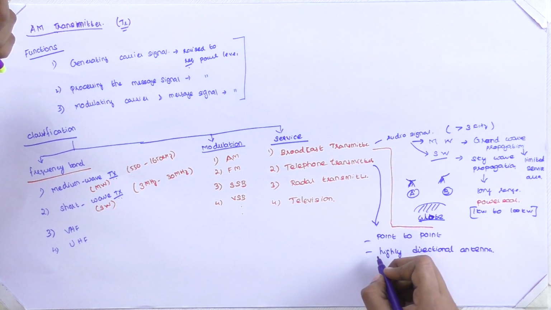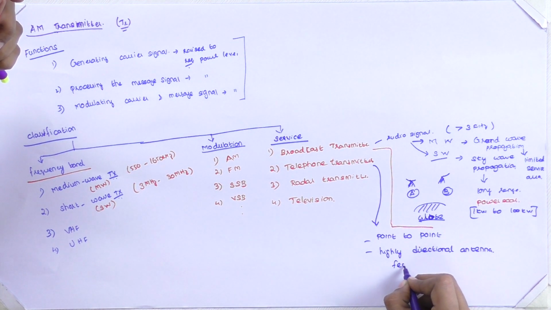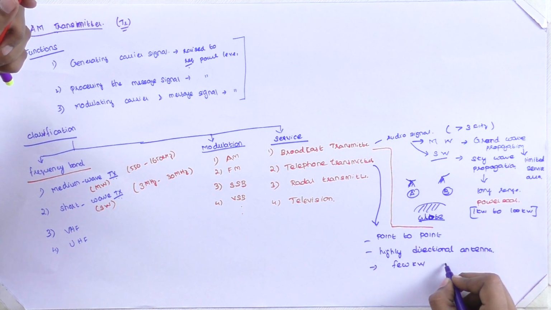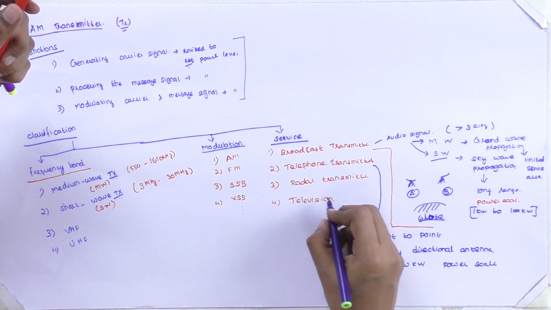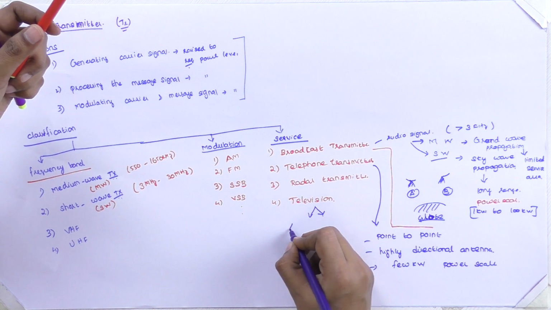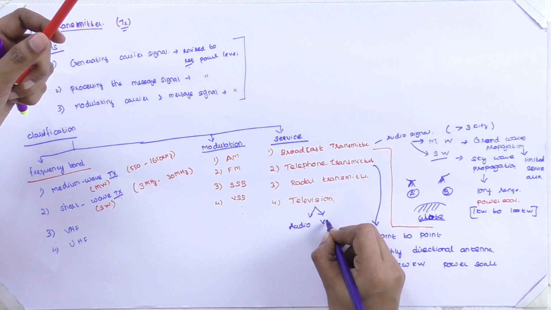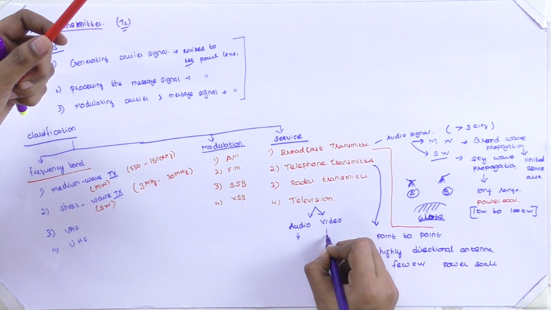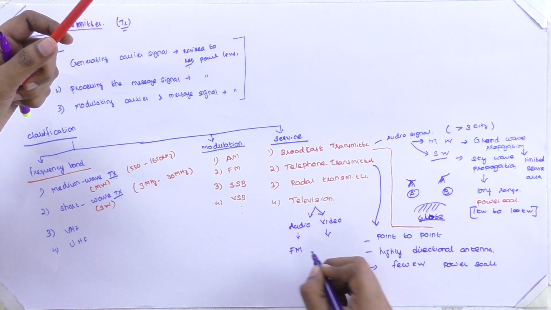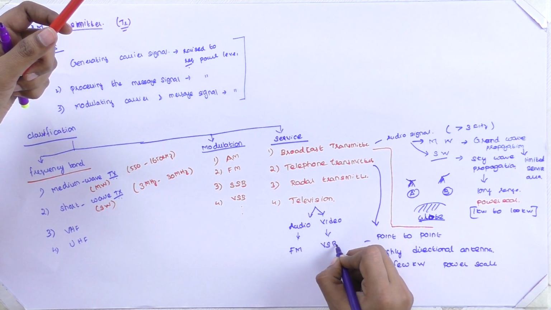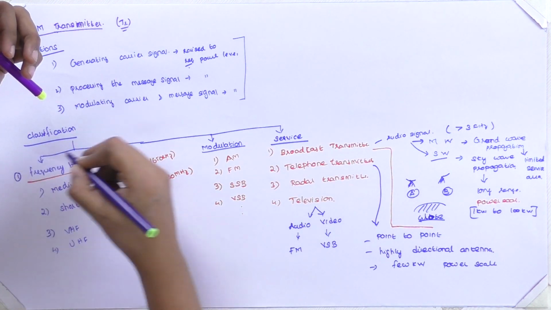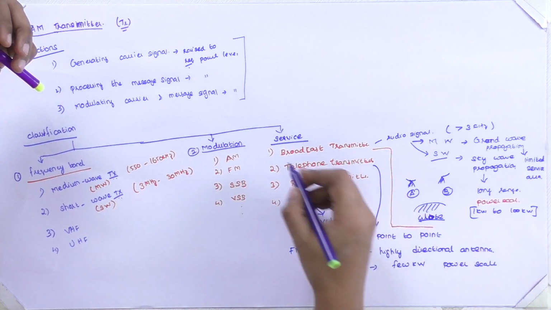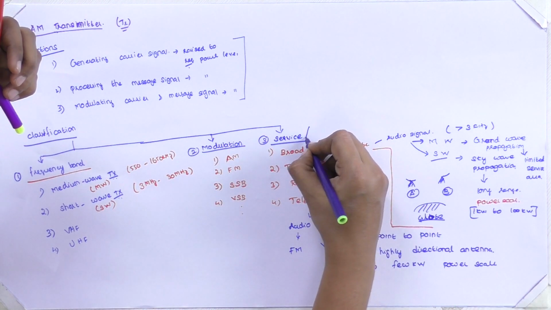And for the power scale, we can use only a few kilowatts, because we have employed a highly directional antenna. And for television, we have audio as well as video. We can separately choose our modulation scheme. For audio, we can go for frequency modulation, and for video, we can go for vestigial sideband modulation. This is based on the frequency band, based on the modulation, and based on the type of service or application.